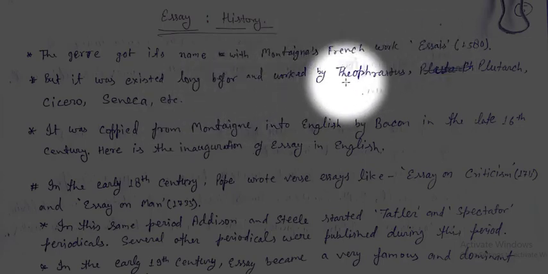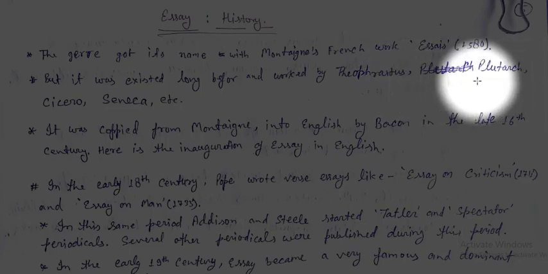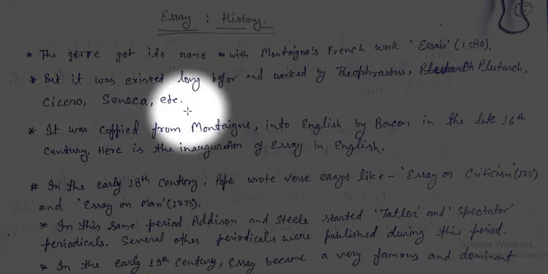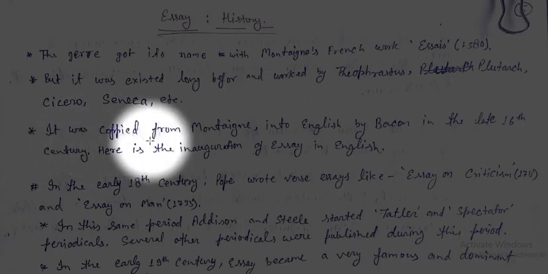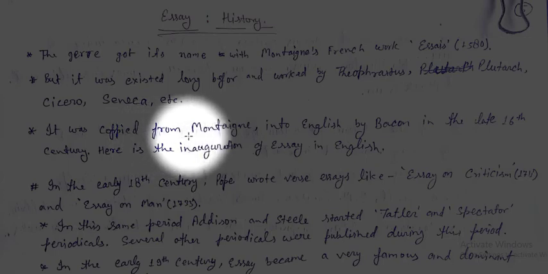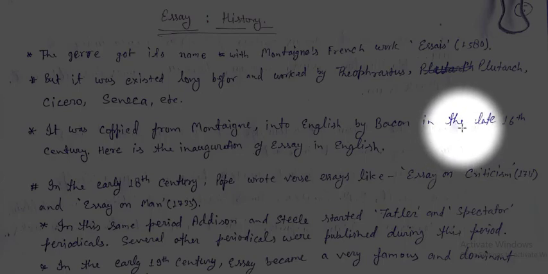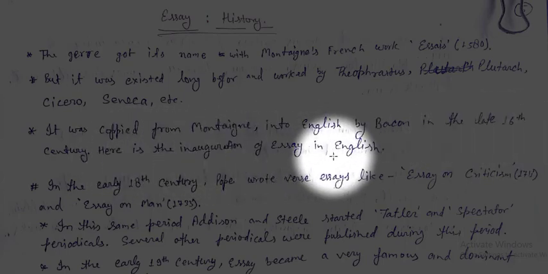The works of Theophrastus, Plutarch, Cicero, Seneca, etc. These were writers of essays before Montaigne. When the essay came into English, it was copied from Montaigne into English by Bacon. In the late 16th century, here is the inauguration of the essay in English.